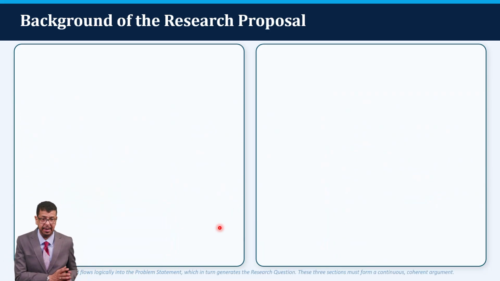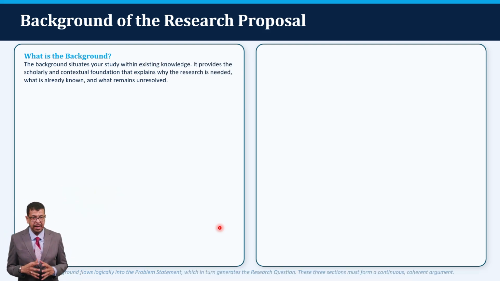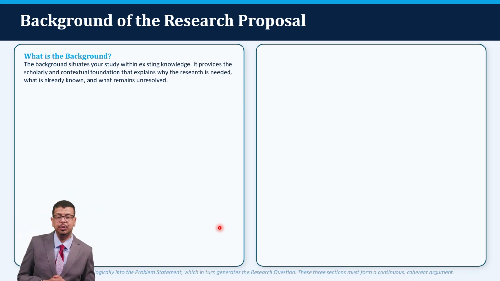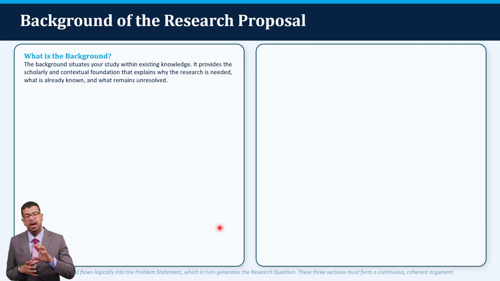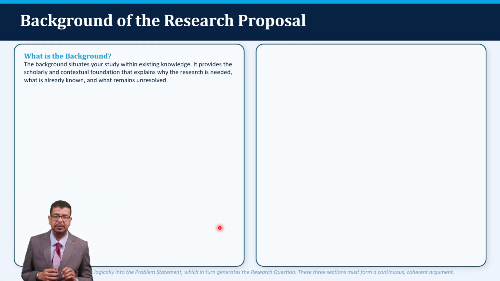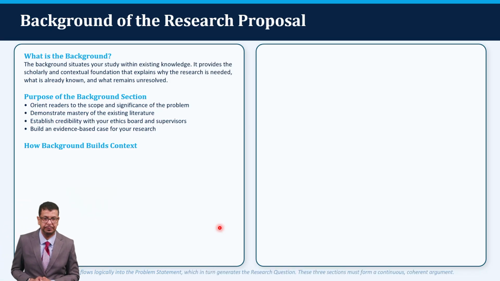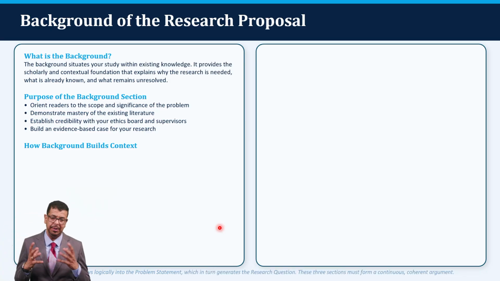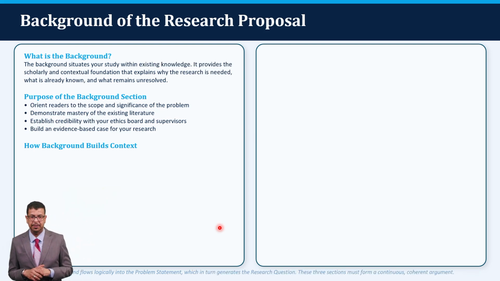Let us go to the background of the research. So what is the background of the research proposal? The background should situate your study within the existing knowledge, and you should provide the scholarly and contextual foundation of your study. It is a place to show why this study is important, and the place to orient your readers, the examiners, with an overview of your study and the scope.